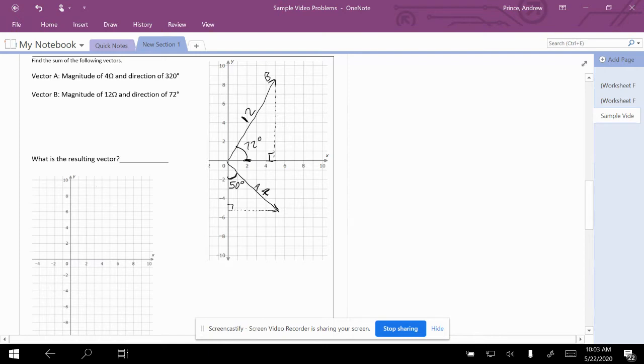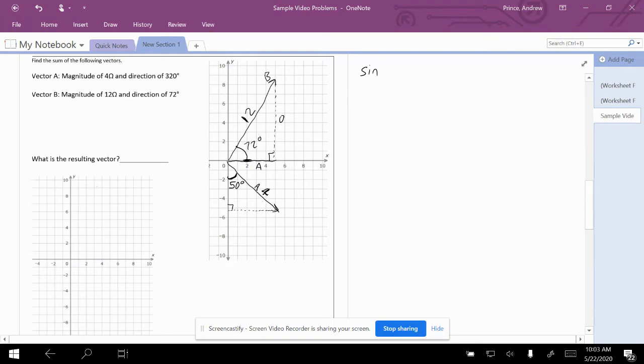Okay, so let's go ahead and find the sides of these triangles, and then we'll look at what that tells us about the coordinates of those vectors. For the triangle up here in vector B, my hypotenuse is 12, my angle is 72. I have my opposite and my adjacent to the 72, and I'm going to need to solve for both of those.